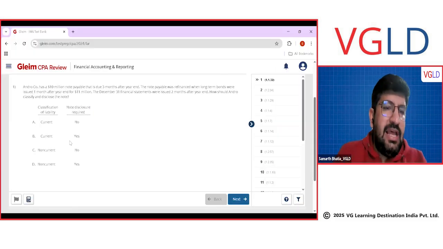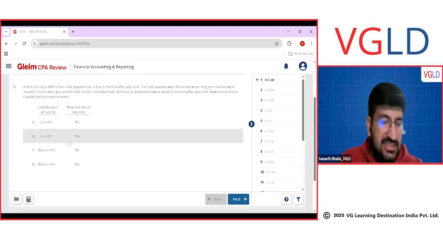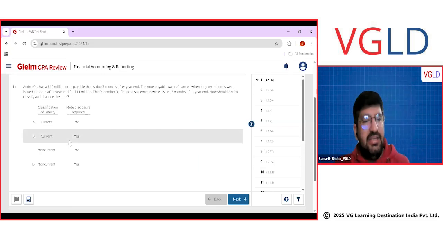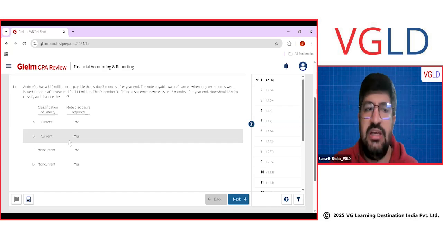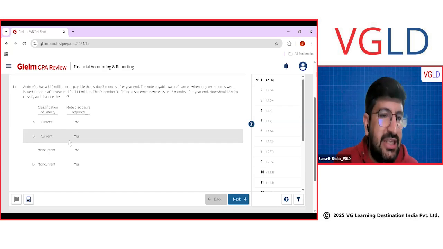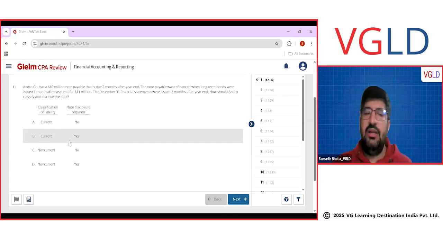So Endro company has $10 million notes payable that is due 3 months after the year end. The notes payable was refinanced when long-term bonds were issued 1 month after the year end for $11 million. The December 31st financial statements were issued 2 months after the year end. So how should Endro classify and disclose the notes?